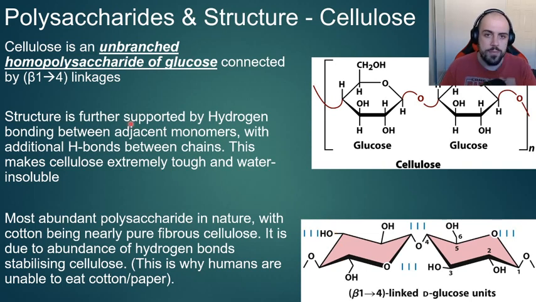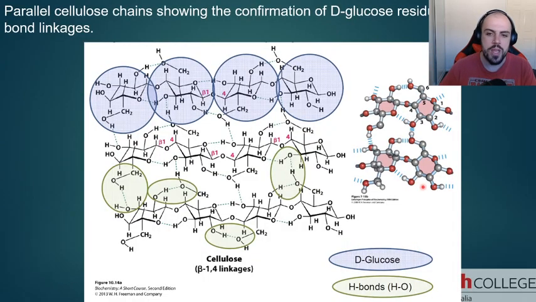So this beta 1-4 unbranched homopolysaccharide of glucose, also known as cellulose, is incredibly abundant throughout all of nature. And it is incredibly strong because of all of these various parallel chains and all these hydrogen bonds. So what we're seeing here, these glycosidic linkages, connecting all these different sugar molecules, and we can see a huge amount of hydrogen bonding occurring between these cellulose chains.